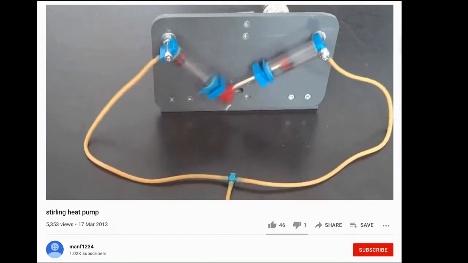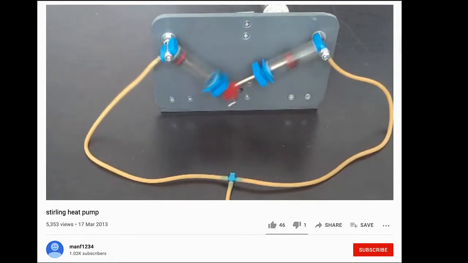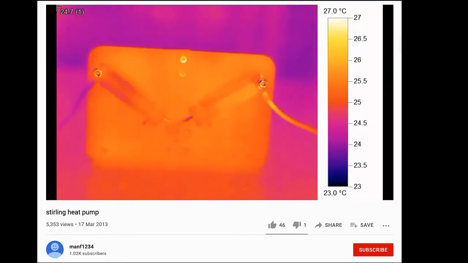Let's start with this video by M. Lobjinski with two pistons driven by a motor. Viewing with an infrared camera, one sees that the cylinder on the left cools and the cylinder on the right warms. What breaks the symmetry? The rotation of the motor, of course. The left cylinder is a quarter cycle ahead.